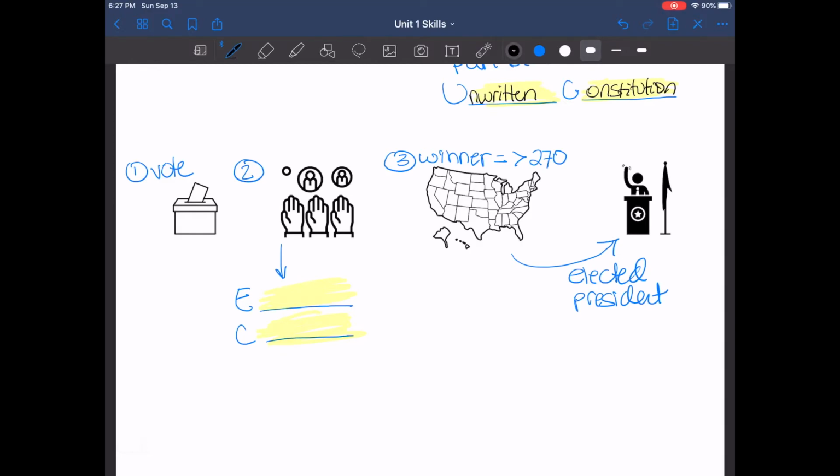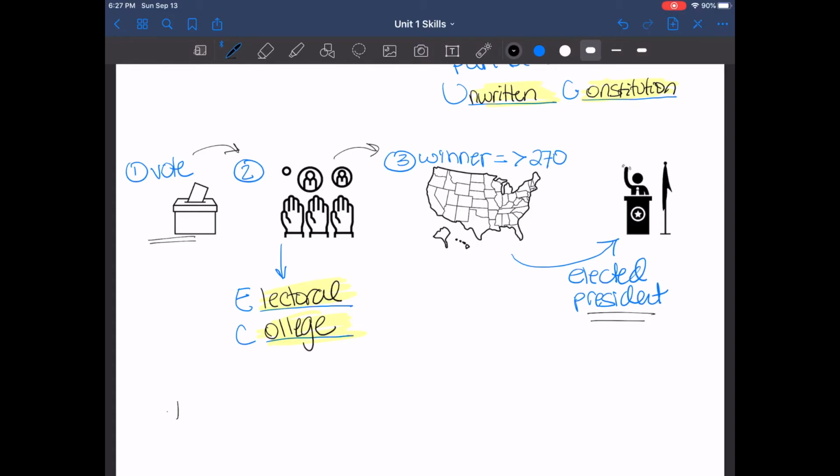Every 4 years in November, American citizens vote for who they think would be the best president for the United States. Each state has a group of members called the Electoral College, who then submit their votes for the president. Whichever candidate wins at least 270 electoral votes is then elected President of the United States.